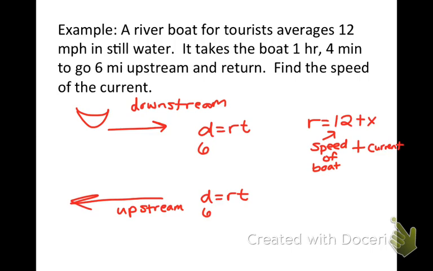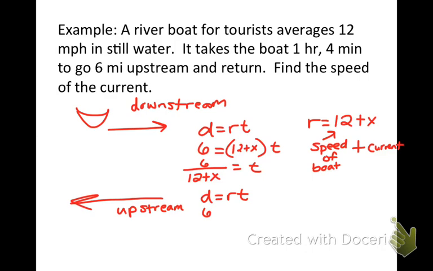So if I plug in this expression for my rate in our distance equals rate times time, R becomes 12 plus x, and that stays a t. How do you solve this equation for t? Divide. So we end up getting 6 over 12 plus x equals t. So what does this 6 over 12 plus x really represent? What specific time? The time that the boat is going downstream, right?